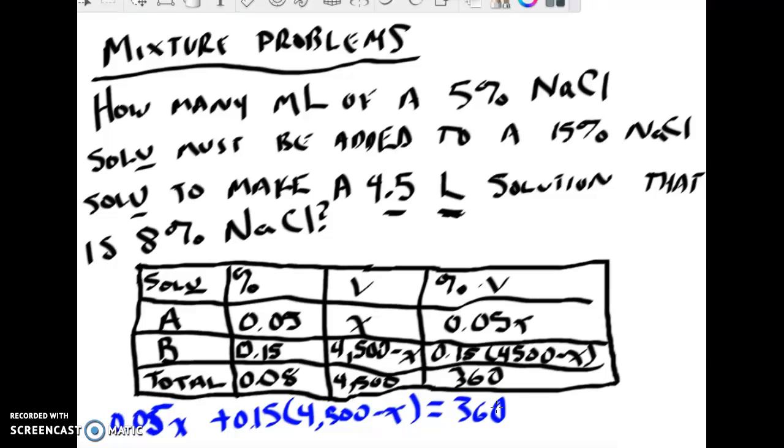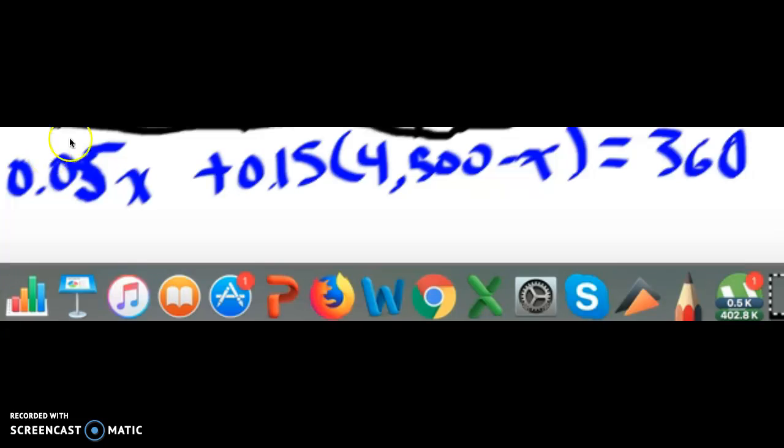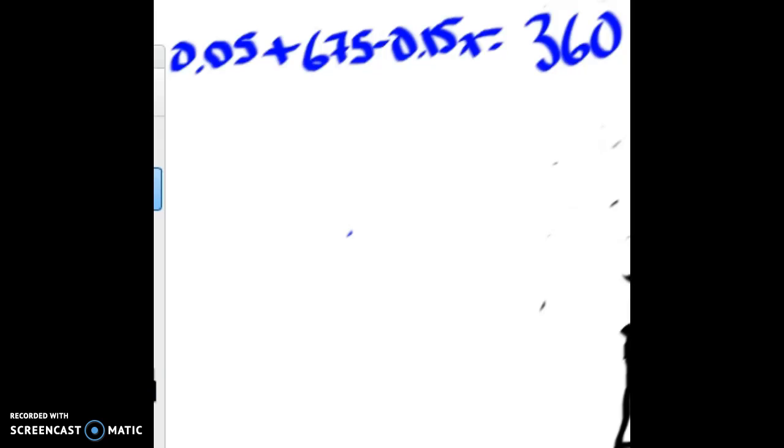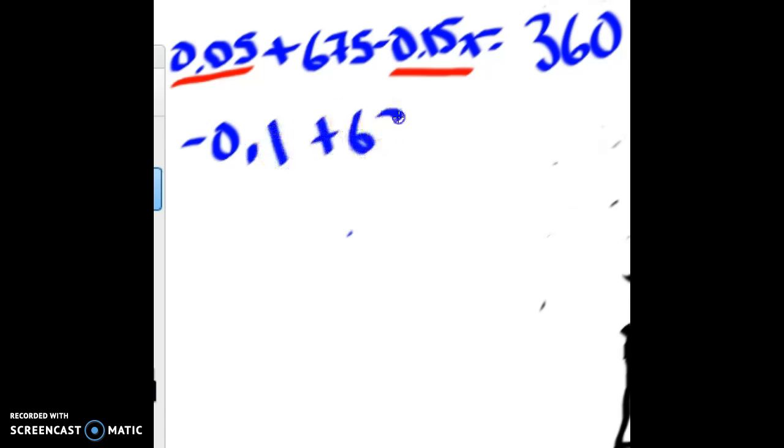And we're just going to use algebra, and we're going to solve and figure out what x is. We use the distributive property and multiply the 0.15 times the 4,500 and the negative x. And here's what we're going to get, and we are going to combine these terms. So 0.05 and negative 0.15 gives us negative 0.1x plus 675 is equal to 360.